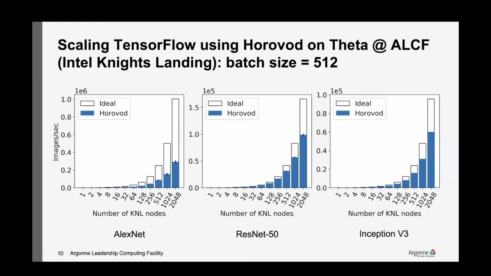And this is just an example that we did before with Theta, running the ResNet-50 model up to 2000 KNL nodes. And you can see the white box is the ideal scaling. This is the images per second, the training throughput. So you can see we can get about 50% scaling efficiency running up to 2000 nodes with Horovod. We have more recent results with Polaris, which I didn't include here.